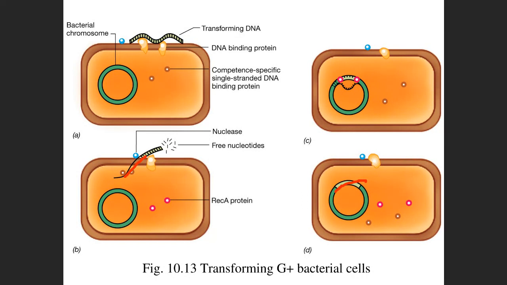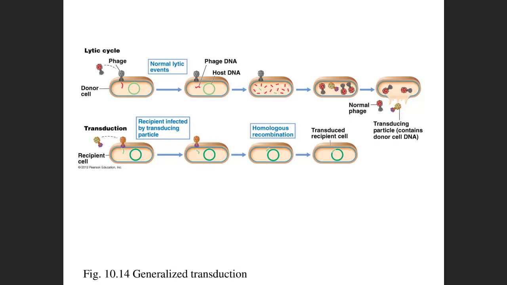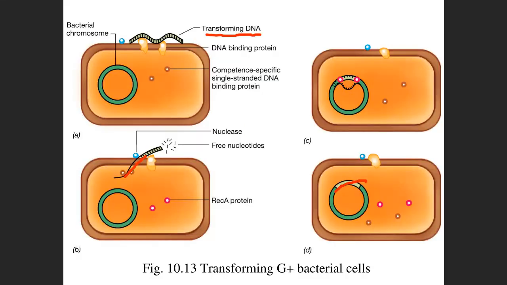The key for transformation is that naked DNA on the outside gets imported into the cell in single strand and then incorporates into the chromosome. So the two steps: when it gets into the cell, and then into the chromosome. So that's the recombination. I'm sorry, let me just highlight. So that's where the recombination takes place.